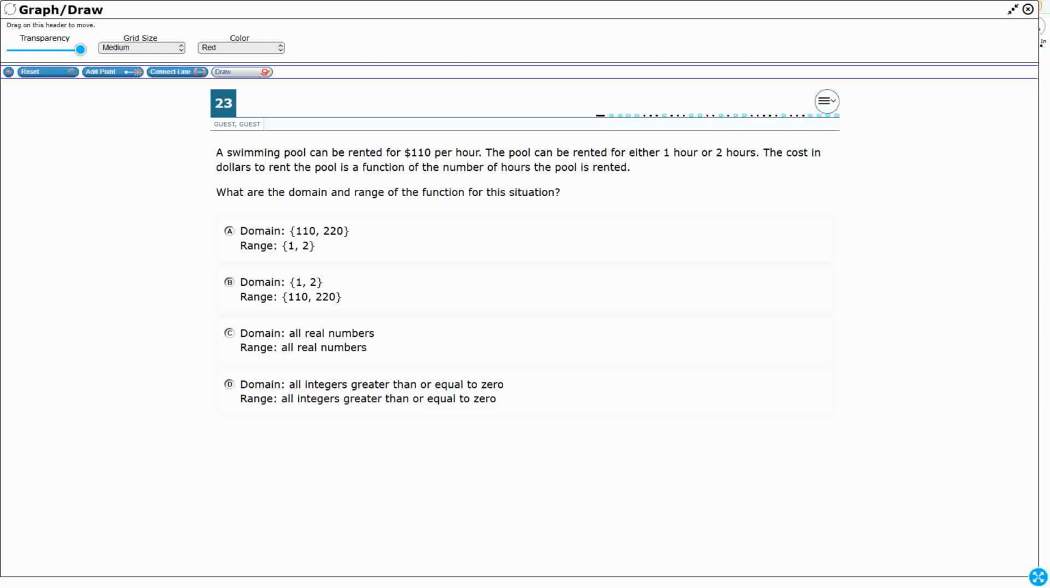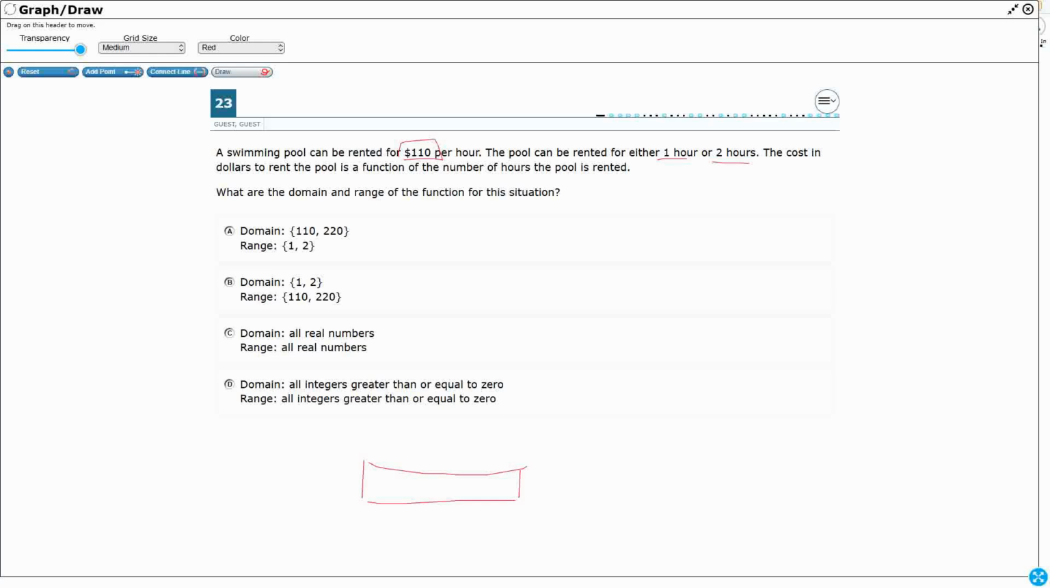All right, so we have a swimming pool, and they can be rented for $110 per hour. The pool can be rented for either 1 hour or 2 hours. And then the cost in dollars to rent the pool is a function of the number of hours that the pool is rented. Okay, so this is very helpful. We can actually find what we need from a few different spots here. So let's just think about this. If I've got a swimming pool, I'm going to make this an above ground swimming pool. Okay, so we're going to rent this.